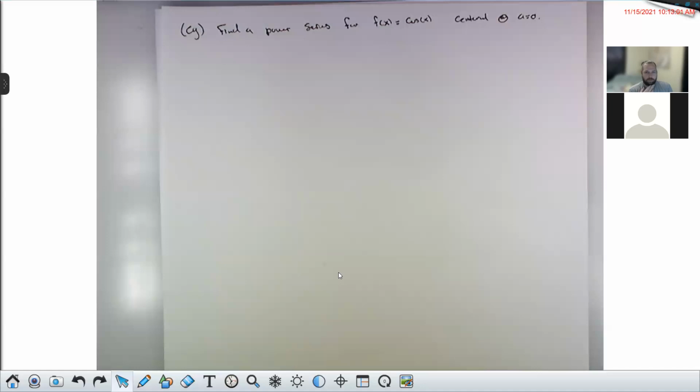Certainly, I could do the same thing, the stuff we just did with the last two functions. I could make a table and use Taylor's formula. Is there a smarter way to do this? A way that is less work?